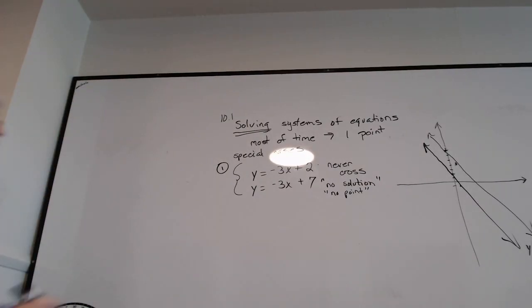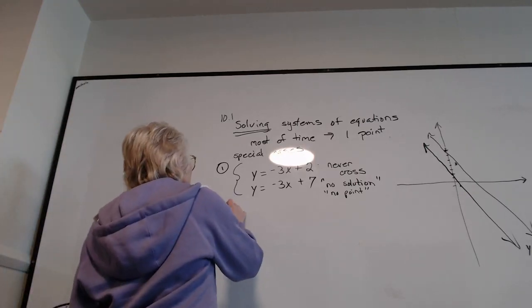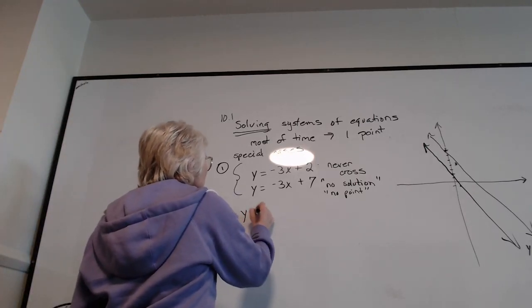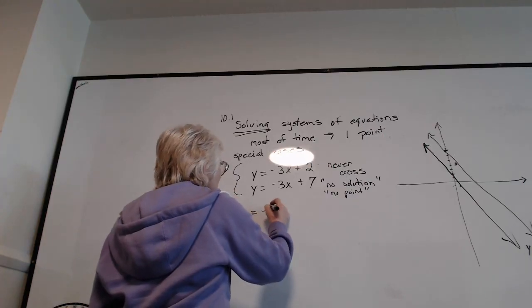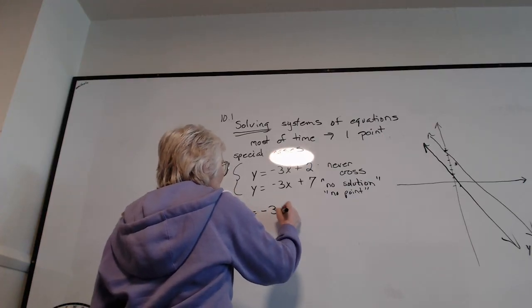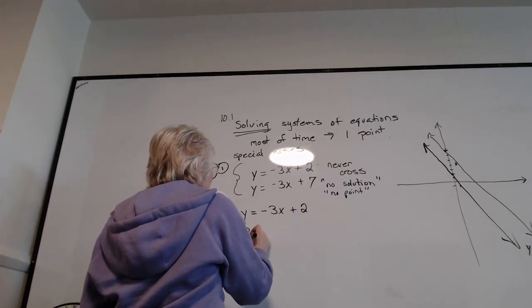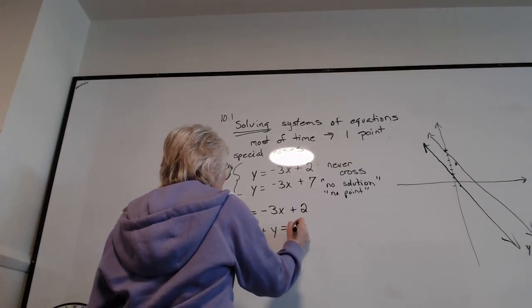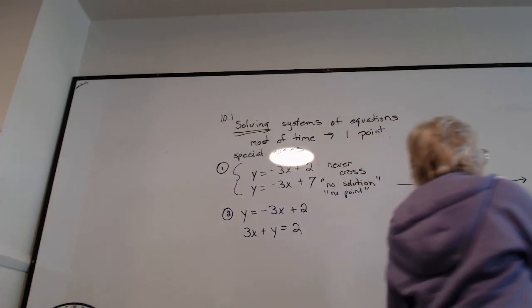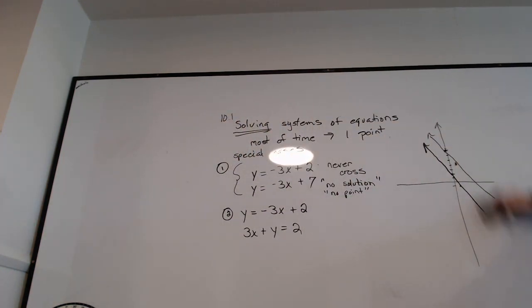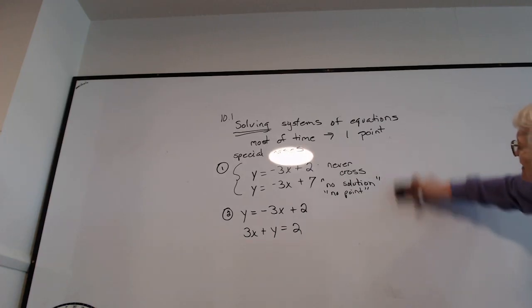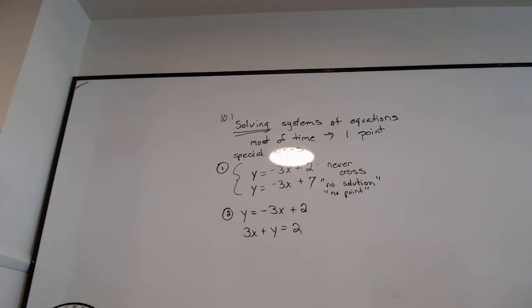Okay, so the second one is a little bit different. And when you come into this, it's usually when you have something like this. We'll just use that first one again. Usually you will find something like this, where they give you one in slope-intercept form and one in standard form.